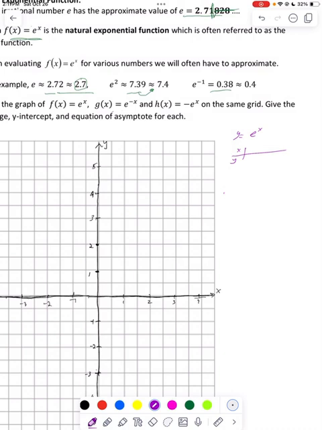At negative 1, the value will be 1 over e, which we said is 0.4. At 0, the value will be 1. At 1, the value will be 2.7. So we can plot it. At 0, the value is 1. At negative 1, it's 0.4. And at 1, it is going to be 2.7. So this is 2.5, so 2.7 is somewhere here.